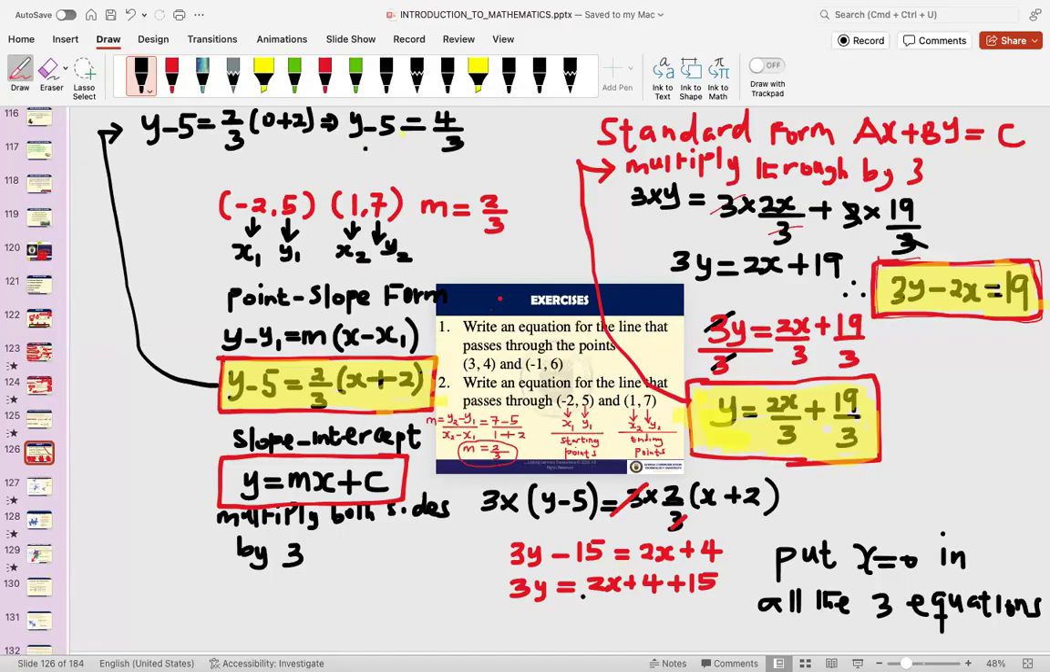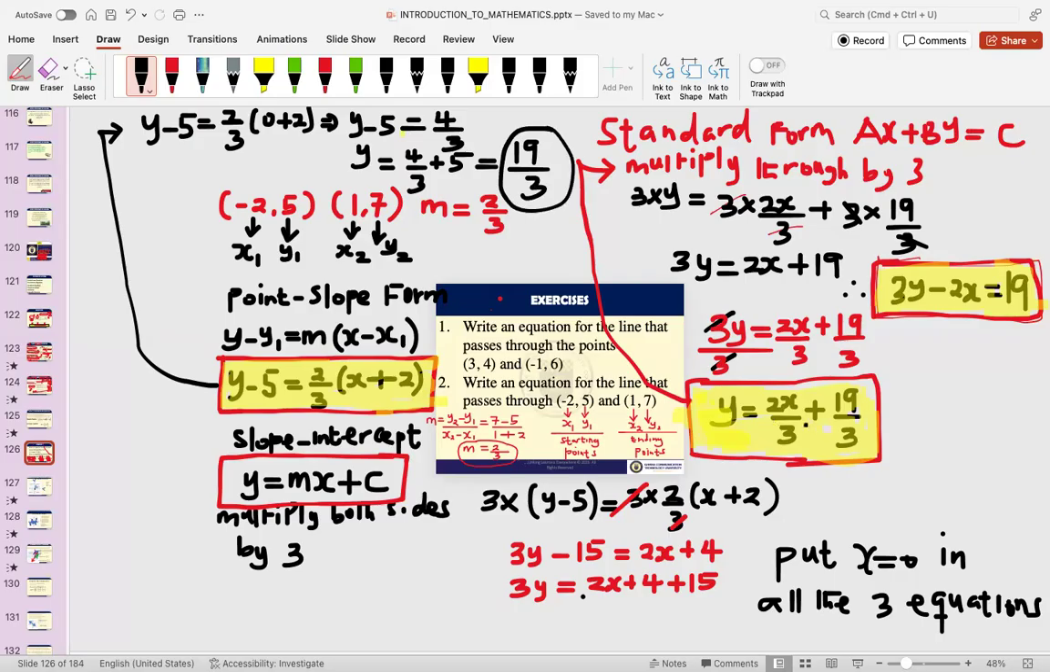If you want y to stand alone, it means this 5 is going here. You have 4 over 3 plus 5. When you do this one on your calculator, 4 over 3 plus 5, the final answer you get is 19 over 3. That's the answer you get.